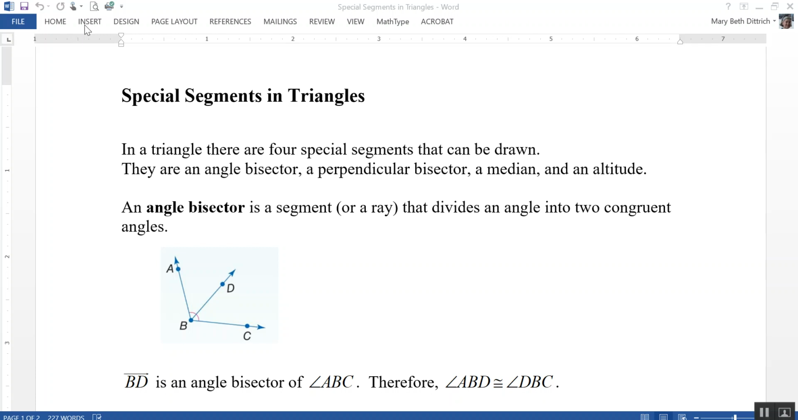This video is on special segments in triangles. In a triangle, there are four special segments that can be drawn. They are an angle bisector, a perpendicular bisector, a median, and an altitude.